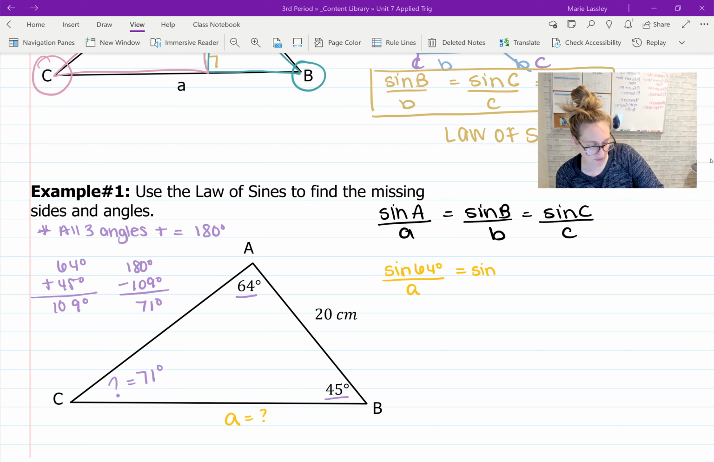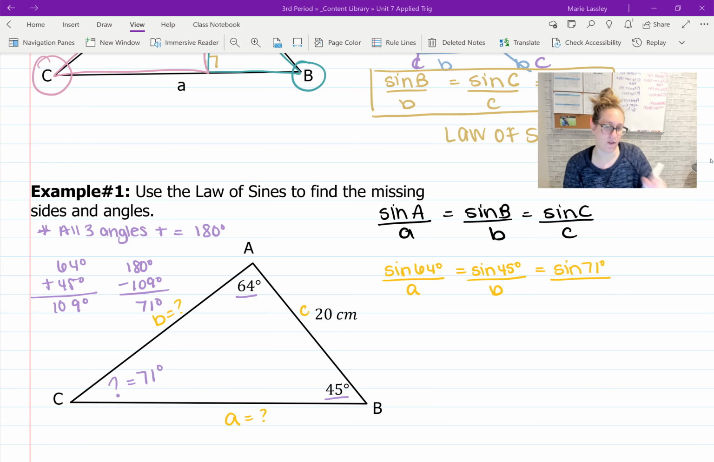So we can plug in a 45 for angle B. But again, we don't know what side B is, so we're just going to put a B there to represent that. And last, we have angle C, which is 71, divided by side C. Now, we do know side C, which is good because we needed to know at least one side. Otherwise, this really wouldn't work out for us. So we are going to plug in a 20 for our side C length.